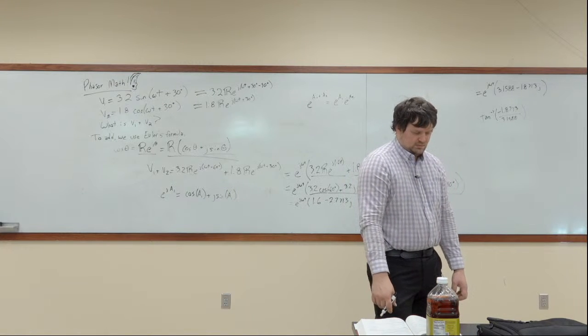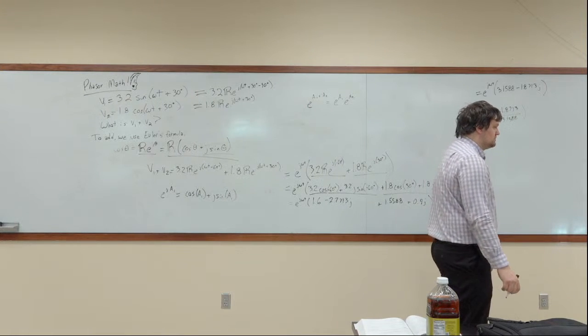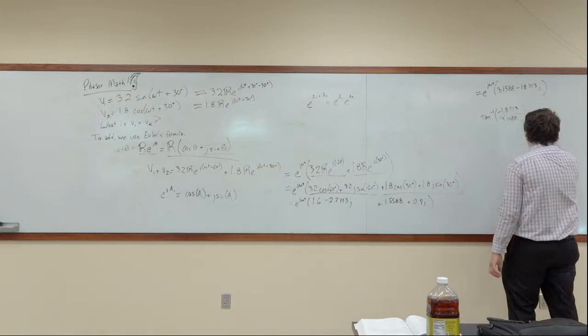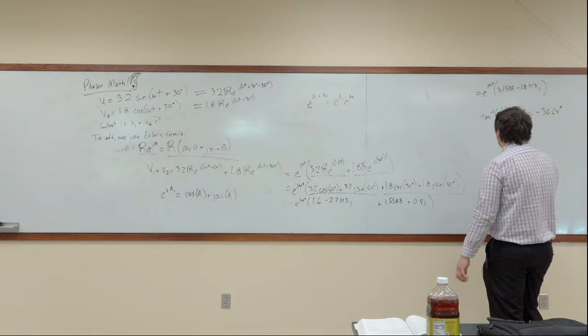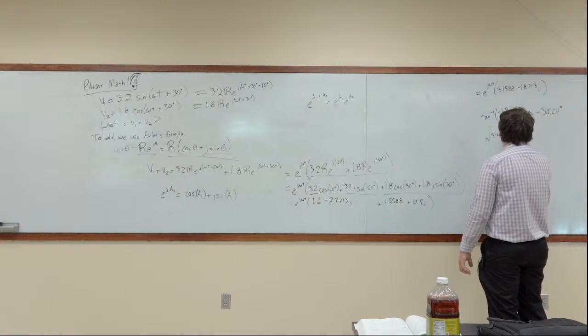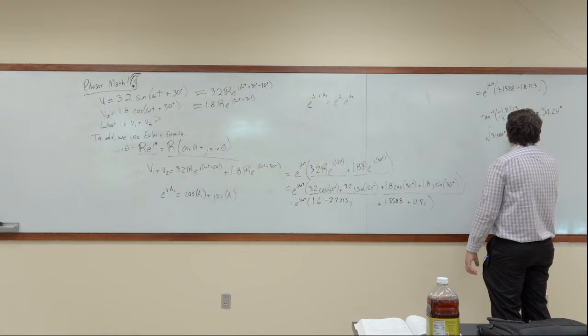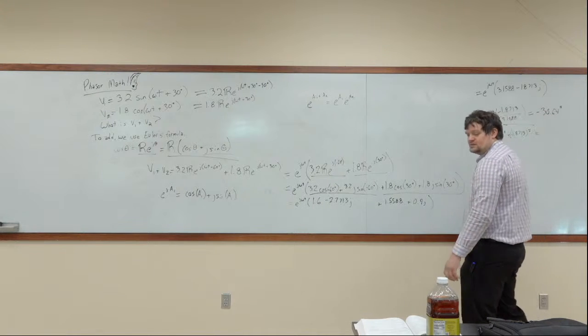Negative 30. Is that what it is equal to? Yeah. Negative 30. And then we also take the square root of 3.1588 squared plus negative 1.8713 squared. What is that?